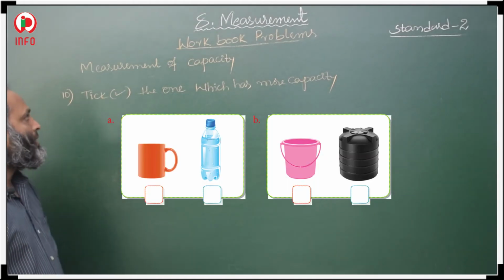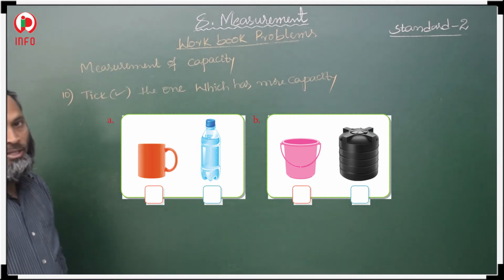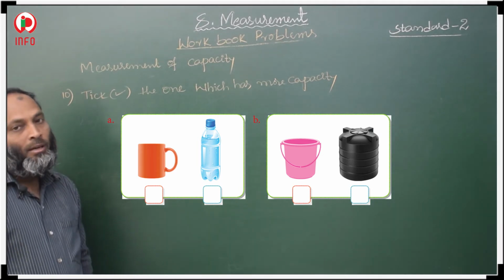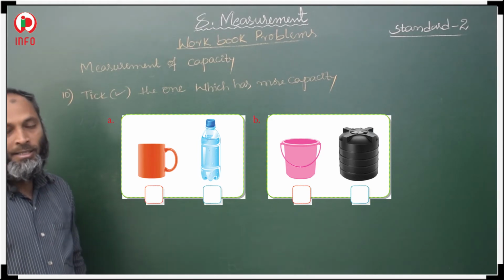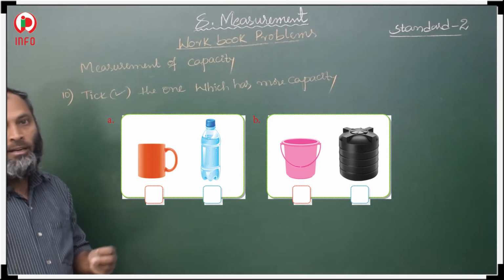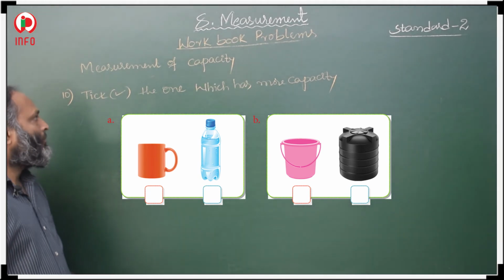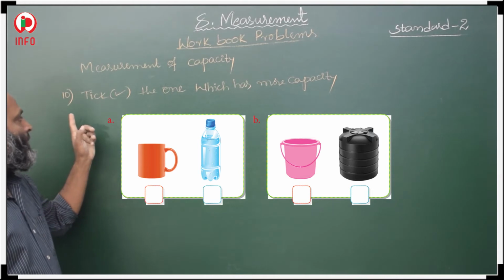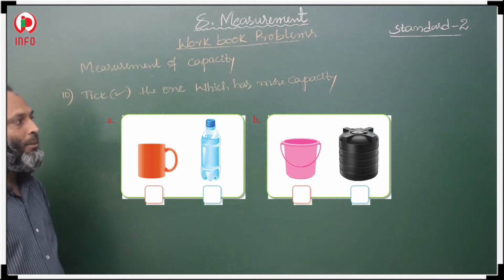Now students, next measurement of capacity. So, the next topic is measurement of capacity. We can measure capacity in milliliters and liters. Milliliters are the smaller units to measure capacity and liters are the bigger, larger units to measure capacity. Okay. Here in the next 10th question, what he has given, tick the one which has more capacity.